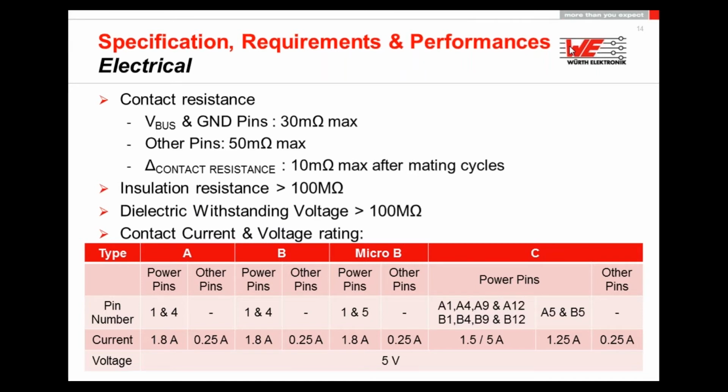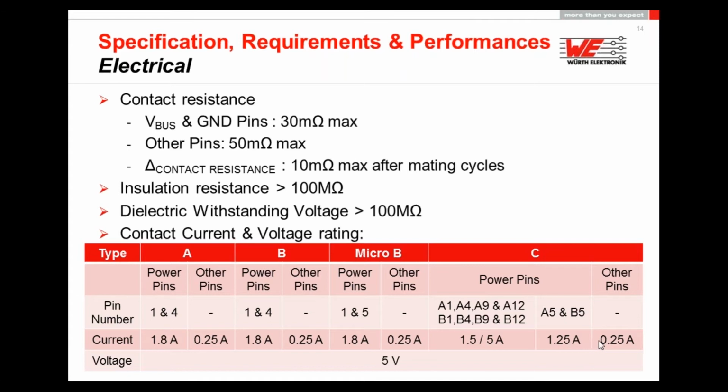So the next evolution step was 3.1, launched in the year 2013. And what did we learn? We learned we can increase the data rate by increasing the pins or by better shielding. And here the pins are the same. So you will not find a difference between a USB 3.0 and a USB 3.1.